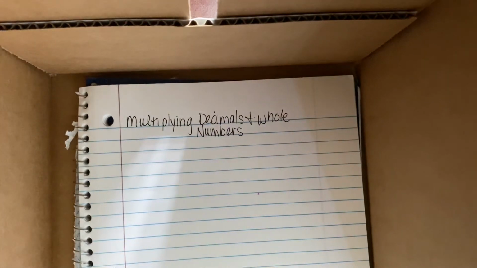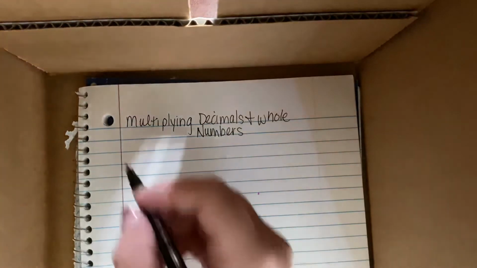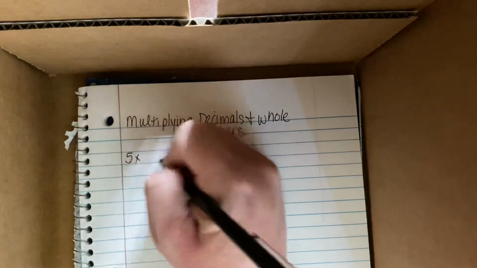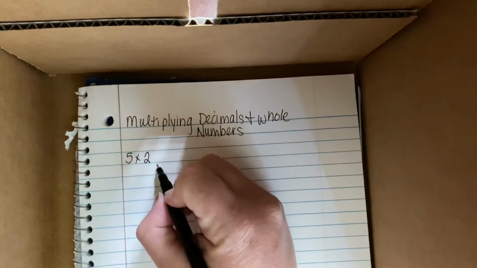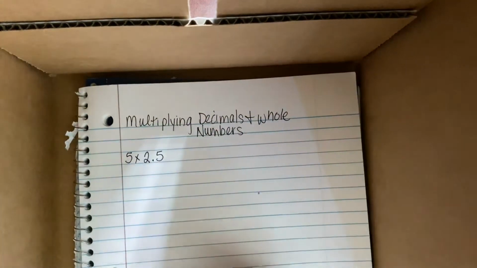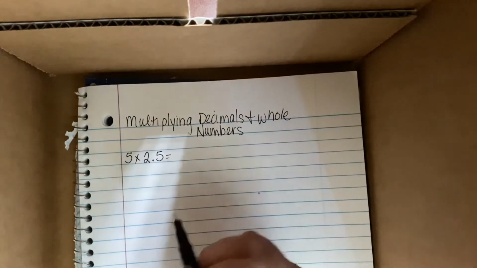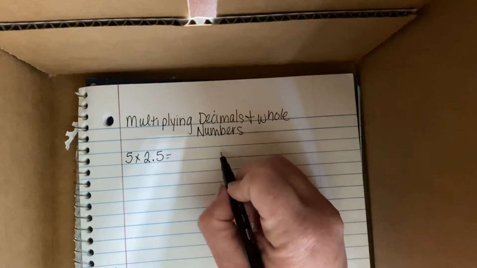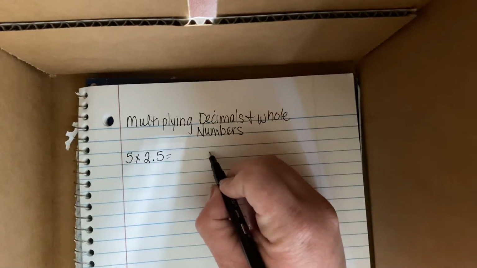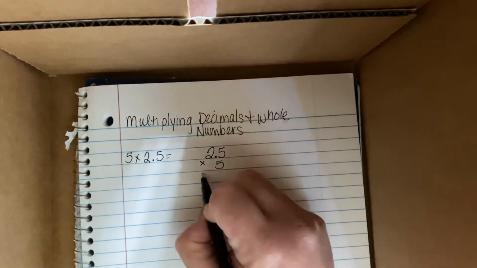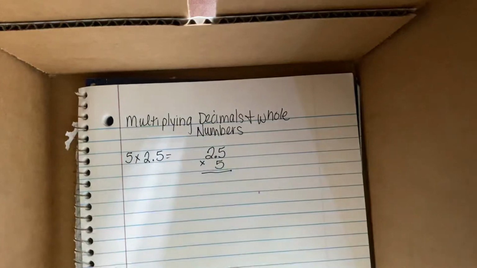Okay, today we're going to multiply decimals and whole numbers. And we'll start out with a problem like 5 times 2 5/10. Okay, first thing we would want to do is stack this up. We would put the longer number, not necessarily the bigger number, the longer number on top and multiply it by the shorter number. It'll give us less steps.